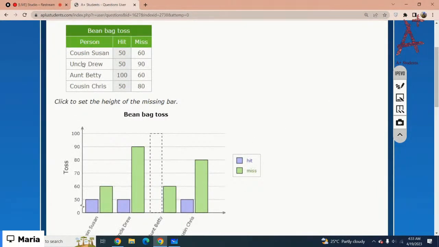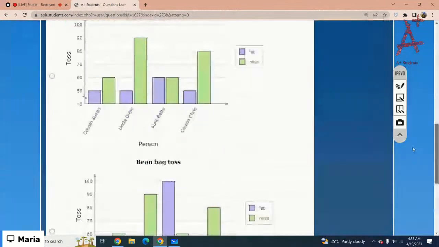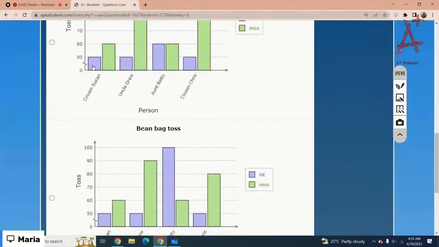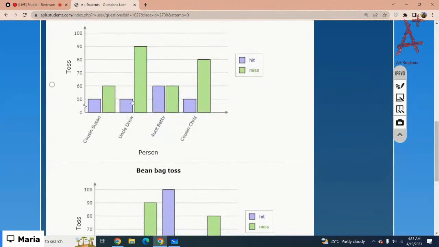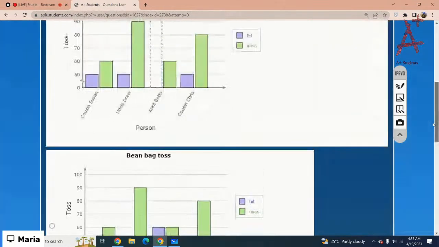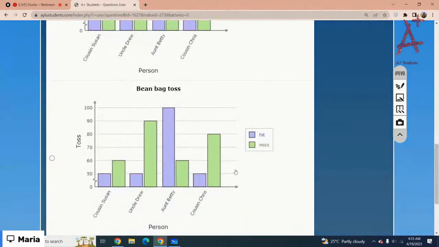Cousin Susan has 50-50, Uncle Drew 50-90, Auntie Betty 100-60, and Cousin Chris 50-80. You have to see which is the correct option. Okay, just look at the values 50-60, 50 and 60. Got it? Then you have 50-90. Here you have 50 and here you have 90. Then you have 160, 50, 80. 160, this isn't the 100. Got it? This would be 100 and this would be 60. That means this is the correct option. Got it?